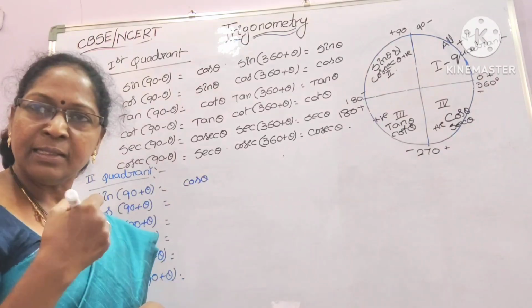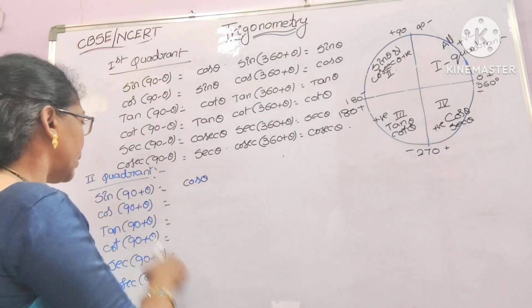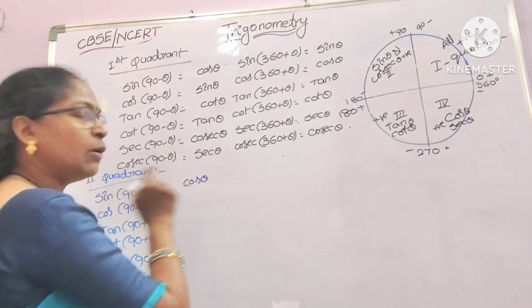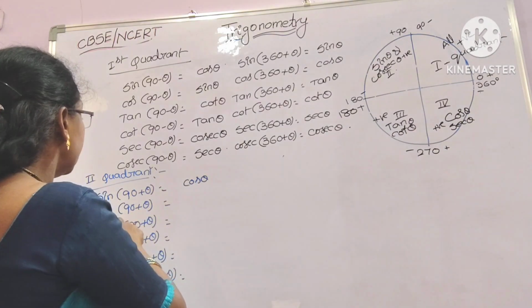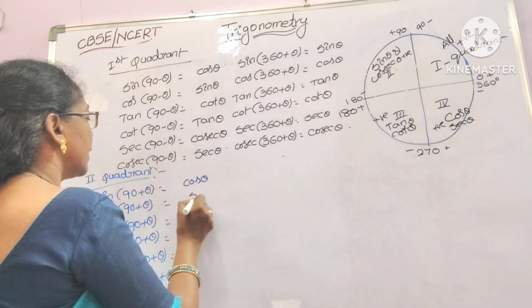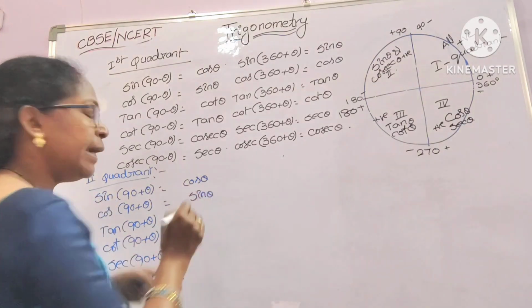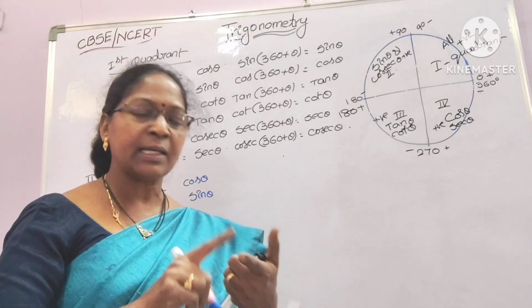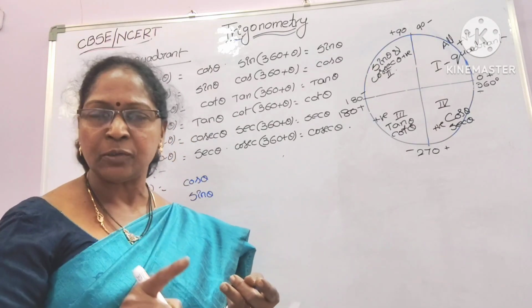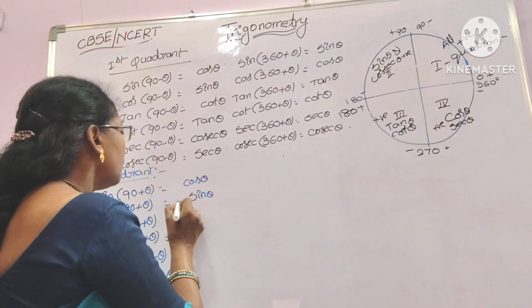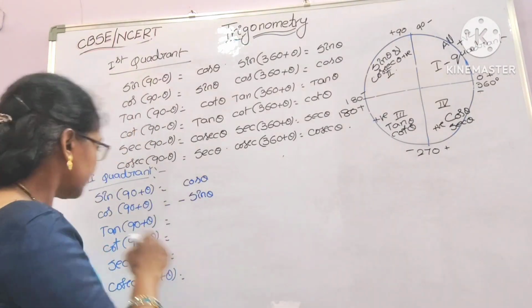But this is in the second quadrant. In the second quadrant, sin and cosecant are positive. So this is positive cos theta. And in cos 90 plus theta, again cos converts into sin. But 90 plus theta is in the second quadrant. In the second quadrant, only sin and cosecant are positive, the remaining all are negative. So cos 90 plus theta equals minus sin theta.